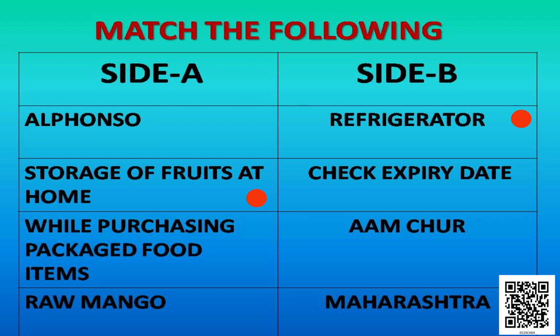Now come to your third one, that is while purchasing packaged food items. Already 2 options are left with us. One is Amchur, another is check expiry date. Which one would it be? Yes, you are correct, that is check expiry date. As I told you, before purchasing anything you must see this. Now come to your raw mango, obviously one is left, that is Amchur. No doubt that raw mango matches with Amchur.